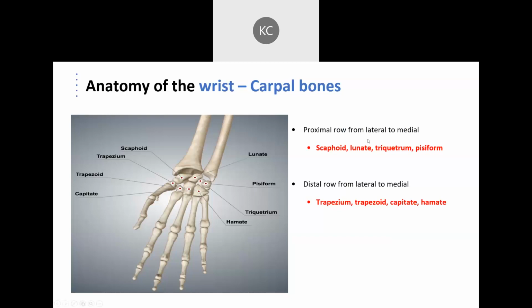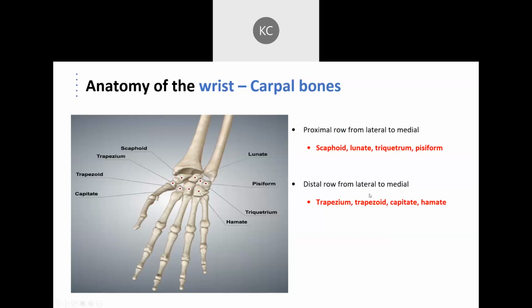So if you go proximal row, lateral to medial, and remember lateral is an anatomical position, so really thumb side to pinky side, you have the scaphoid, lunate, triquetrum, and pisiform. Sometimes you'll see this triquetrum also called the triquetral bone. So if you see the term triquetral and triquetrum, that means the same thing.